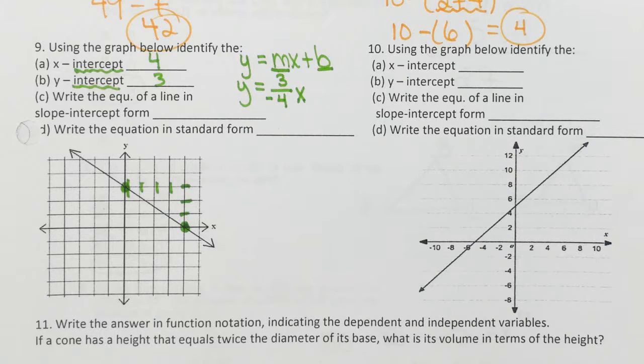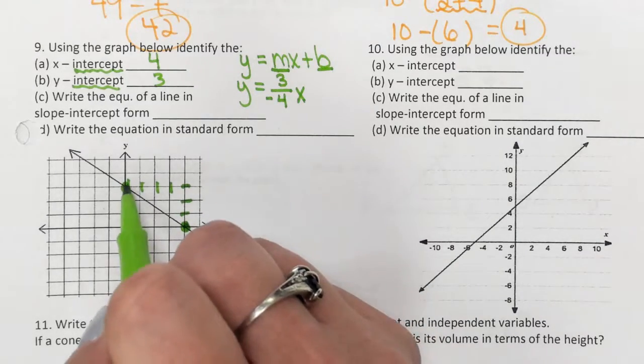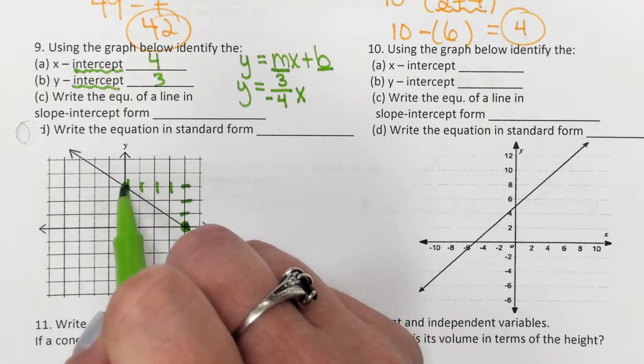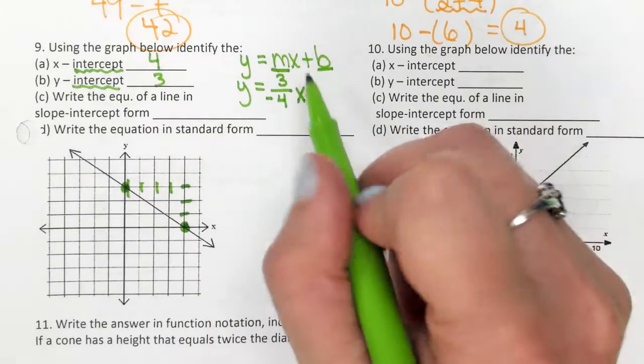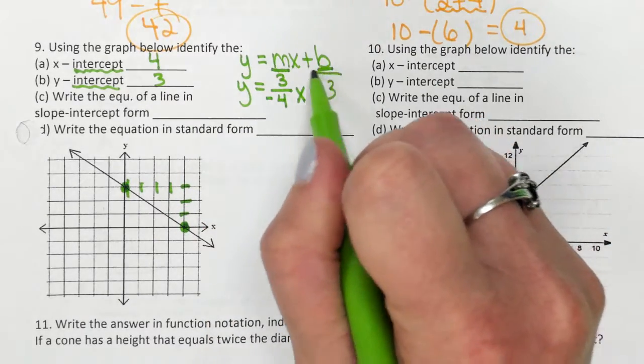And then what did the b stand for? It's on the y-axis. Very good. It is the y-intercept on the y-axis. So what number is that? Right here? 3. What kind of 3? So, there you go.